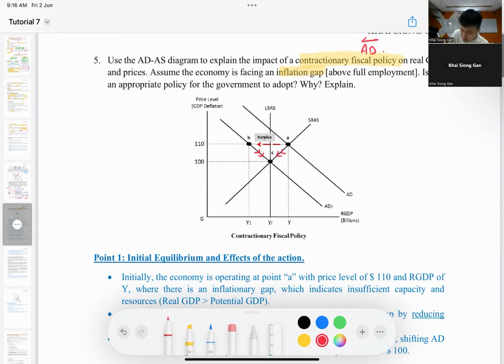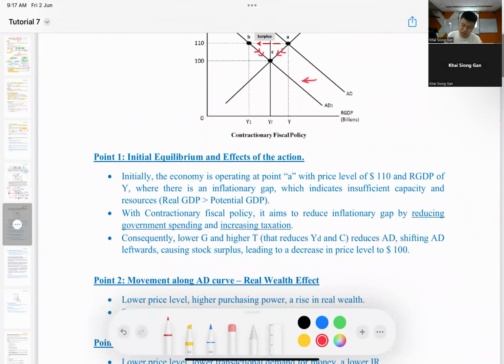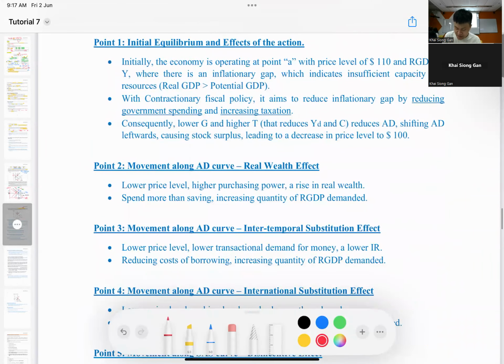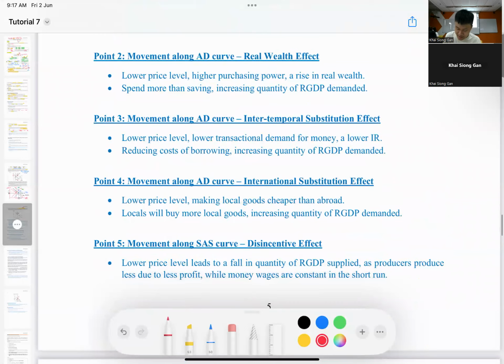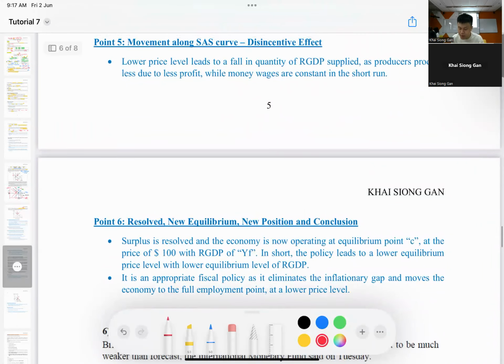You shift the AD curve only. Contractionary fiscal policy. So what do you need to explain? If you read the answers, you need to talk about the initial equilibrium, real wealth effect, intertemporal effect, international effect, and disincentive effect. And then, yes, it is a good policy because it resolves the inflationary gap. So answers are provided already.